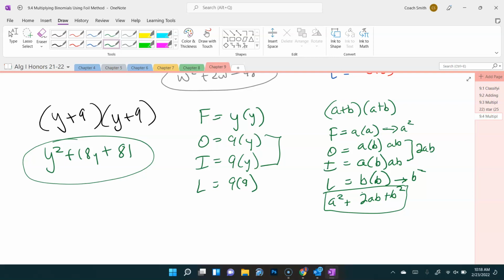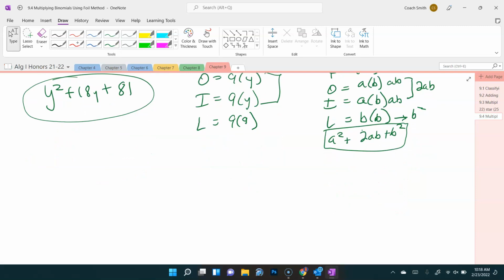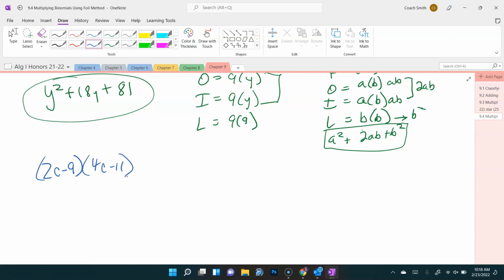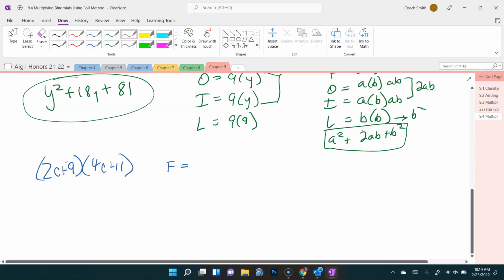Now, it doesn't change if I introduce (2c - 9)(4c - 11). So up to this point, my first term did not have a numerical coefficient with it. It doesn't change anything. The process is still a process. First times first. My first times first would be what?